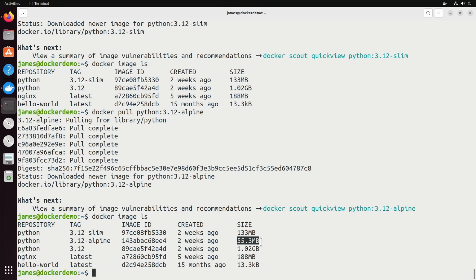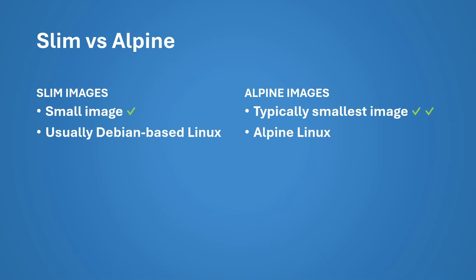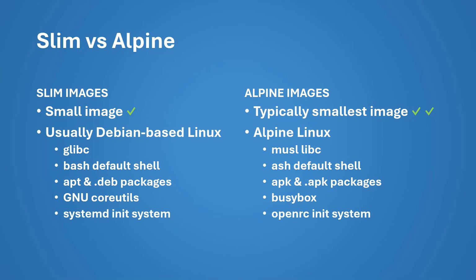However, while slim is usually an easy win over the non-slim version, choosing between slim and Alpine is not as obvious. Alpine Linux is significantly different than Debian Linux. Alpine uses musl libc instead of glibc, it doesn't come with bash, and it uses the APK package manager instead of apt. So there's a learning curve and also a risk of subtly different behavior than you may be used to on a Debian-based distro.